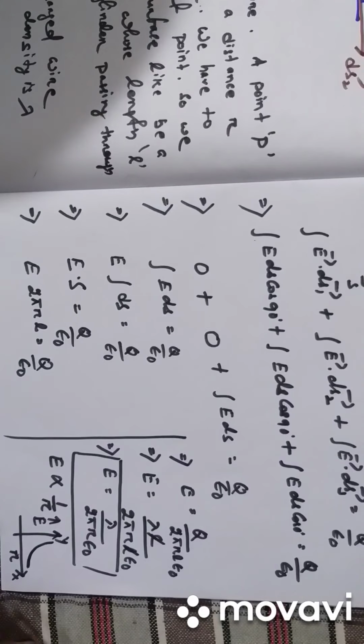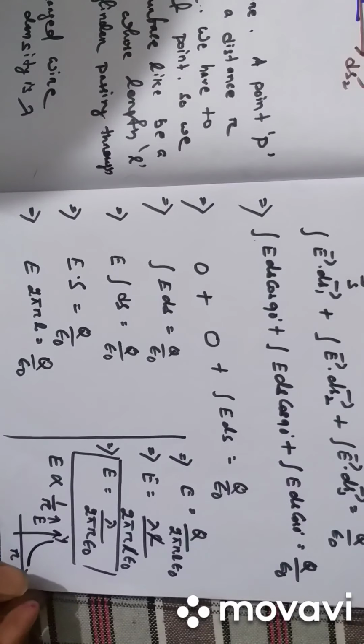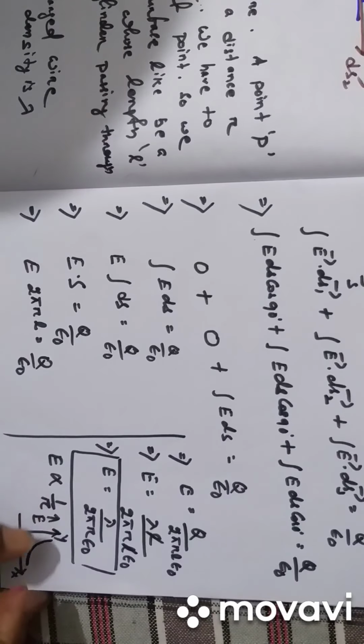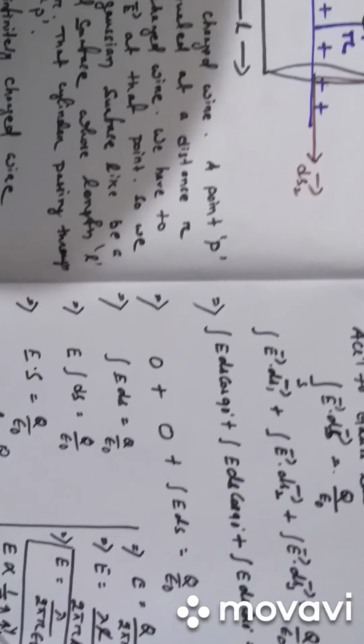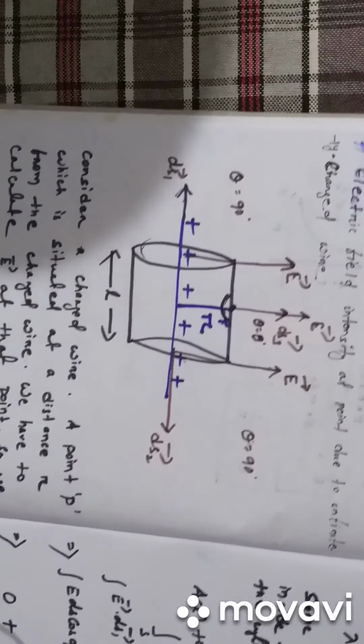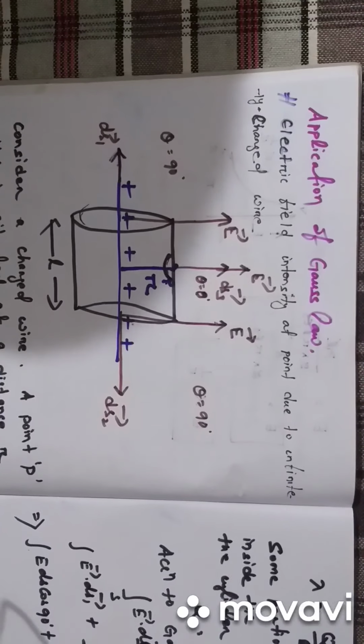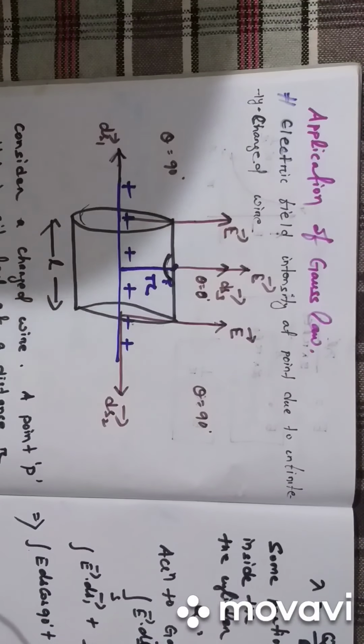This is all about electric field intensity at point P due to an infinitely charged wire. This is the first application of Gauss law.